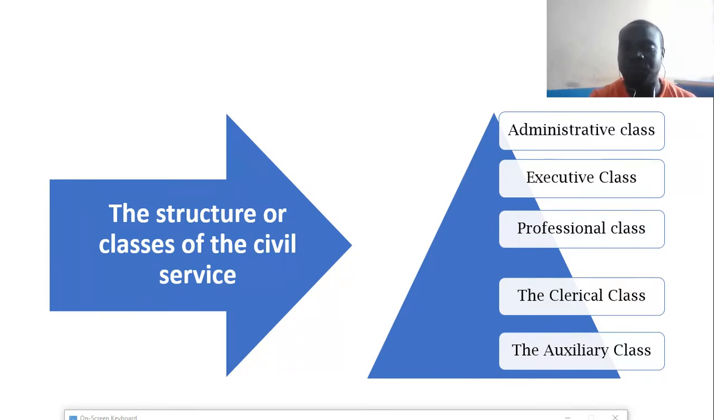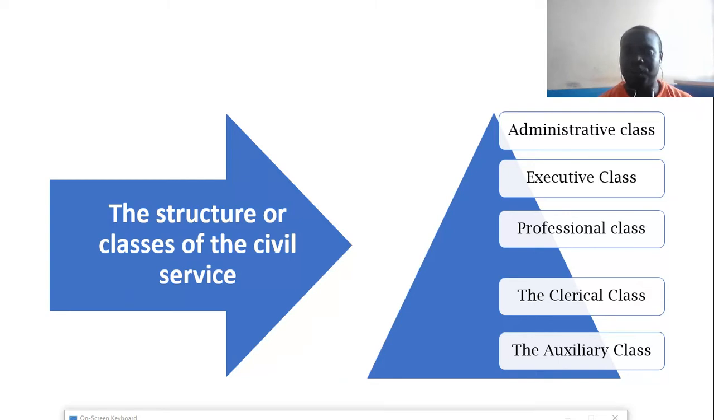Then we have the clerical class. The clerical class consists of workers in the ministry or government departments like the typists, though these days typists are no longer common, following the phasing out of typewriters. Then we have the clerical officers, and the secretaries in this particular department.